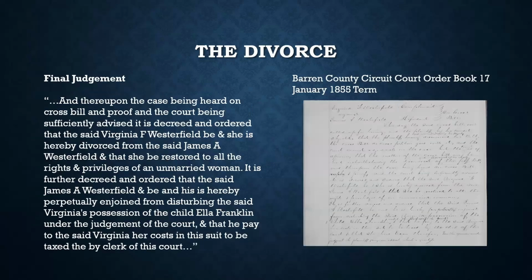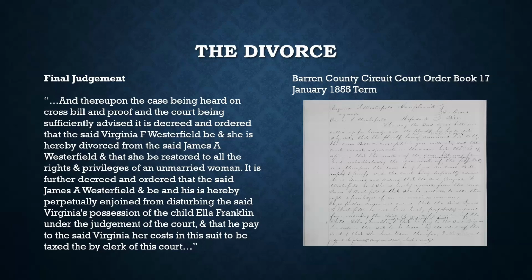And then there was a final judgment in the circuit court order book where Virginia was granted a full divorce. She was restored to all the rights and privileges of an unmarried woman. I'm not sure what rights and privileges an unmarried woman had over being married, but she got them back. And also, what I found particularly interesting is that it looks like James was essentially stripped of his parental rights. He was perpetually enjoined from taking Ella from Virginia's custody or from interfering in her raising of Ella, so he couldn't take her away. She had to stay with her mother.